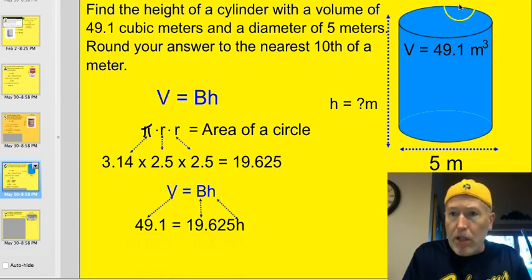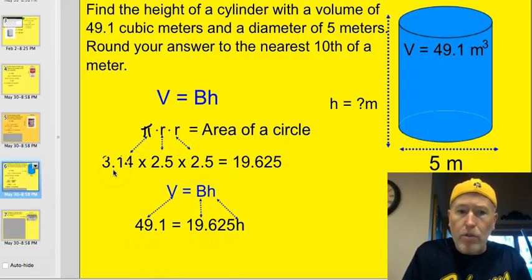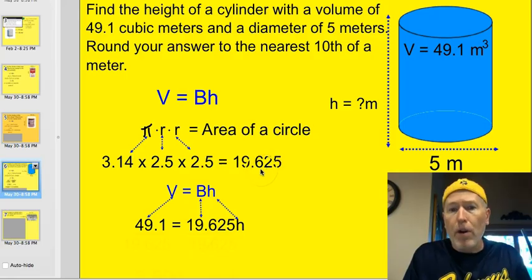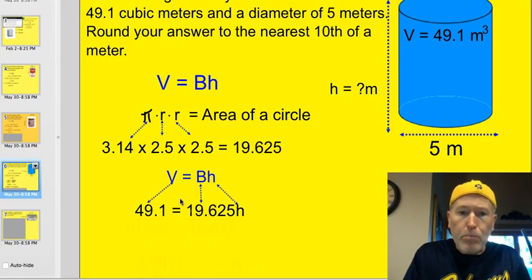Well, we still have to know the area of the circle. So 5 meters, let's cut that in half. We got 2.5 is our radius. So let's do that first. So we have 3.14 times 2.5 times 2.5 gives me 19.625. So there is my base. So I've got my volume, 49.1 equals 19.625 times the height.